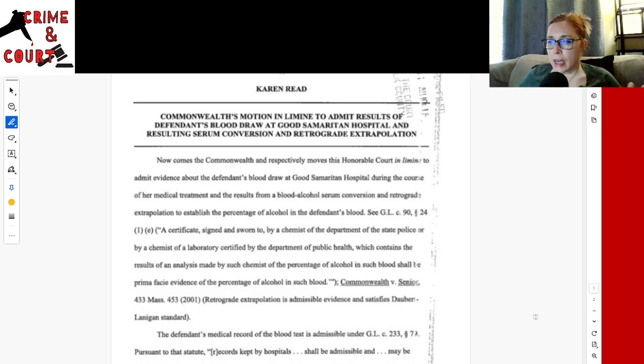So now comes the Commonwealth and respectfully moves this Honorable Court in limine to admit evidence about the defendant's blood draw at Good Samaritan during the course of her medical treatment and the results from a blood alcohol serum conversion and retrograde extrapolation to establish the percentage of alcohol in the defendant's blood.